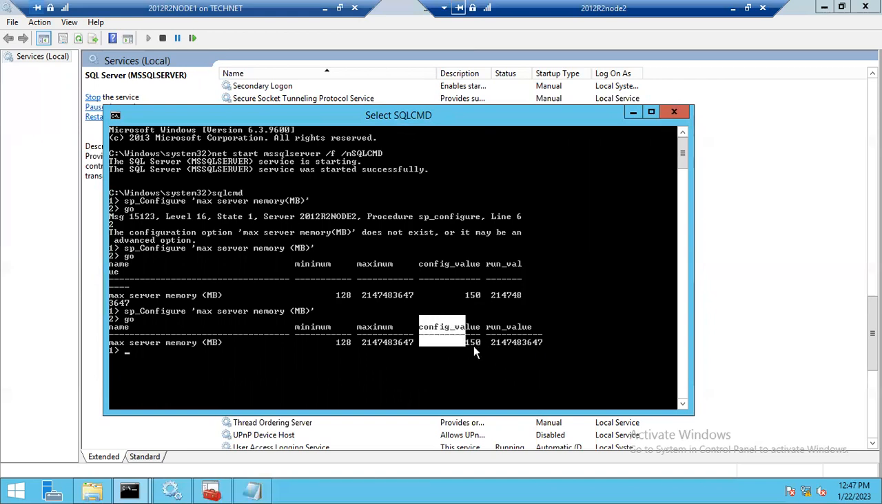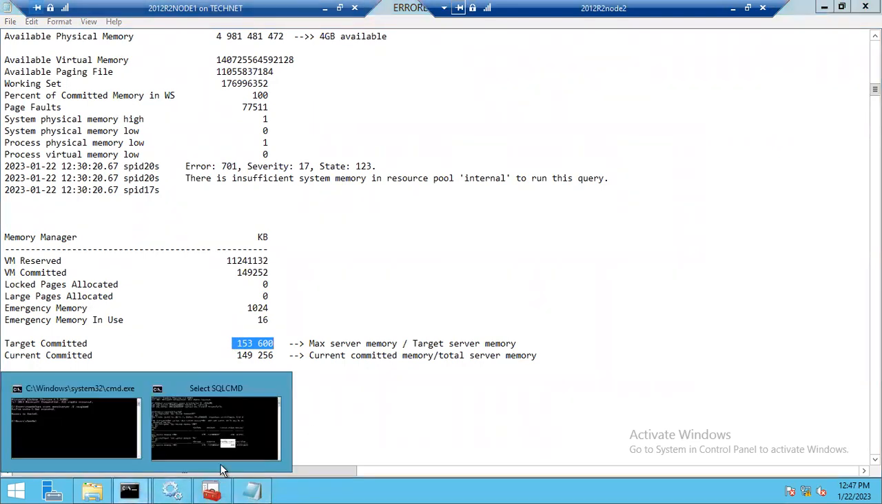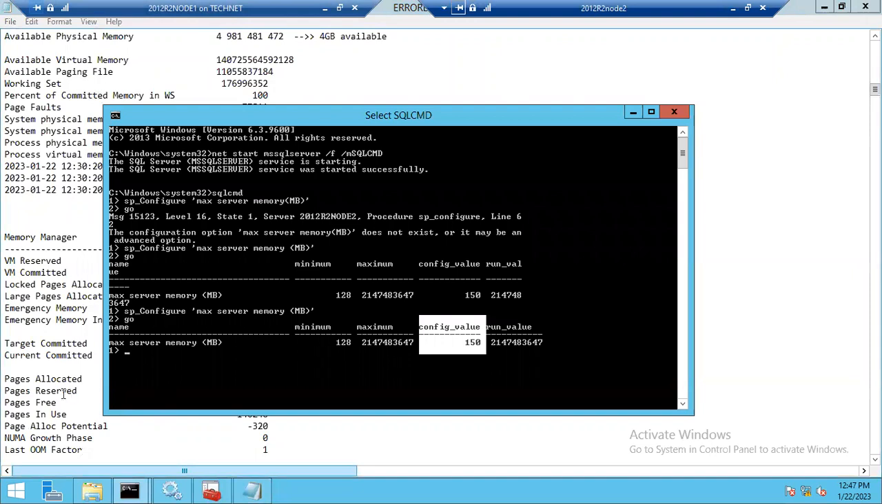So this is the reason that we see only 150 MB or 153 MB. This is in KB, right? So if you convert this by dividing by 1024, you will see 150 only. So the reason the SQL is not able to start is this configuration.